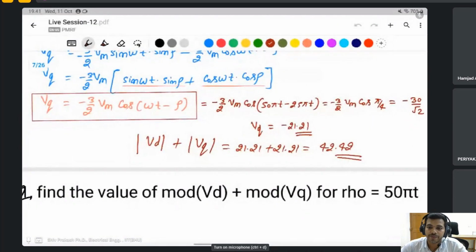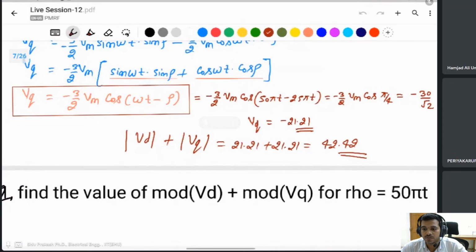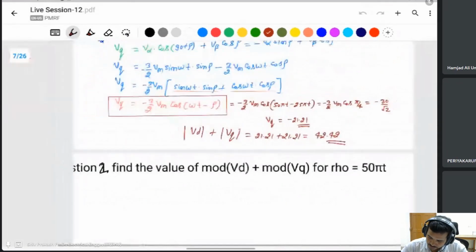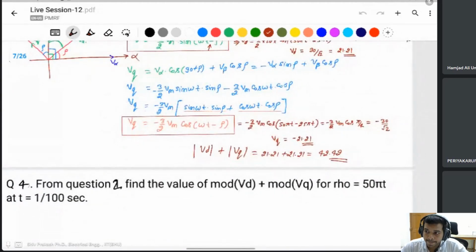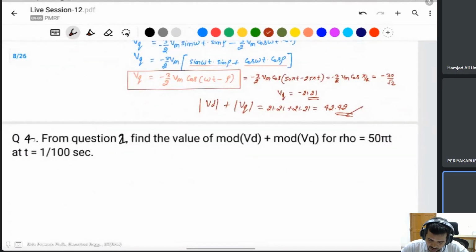So now it's okay. This is 42.42. Okay, now it's okay. The mod of Vd plus mod of Vq is 42.42. The next question, from the same question: what is the value of mod of Vd plus mod of Vq if rho is 50 pi t?